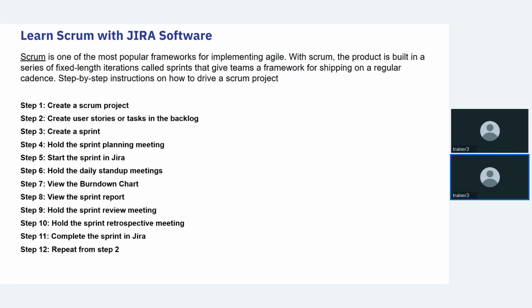We already discussed what Scrum is. Create user stories or tasks in a backlog, like the product backlog, and create a sprint there. After creating the backlog, create a sprint and hold the sprint planning meetings, where you plan to whom you will assign the tasks, and start the sprint in Jira. Then hold the daily stand-up meetings, view the burndown charts and sprint reports, and hold the sprint review and retrospective meetings. You can do all of these things using Jira software, and this is the link you can use.